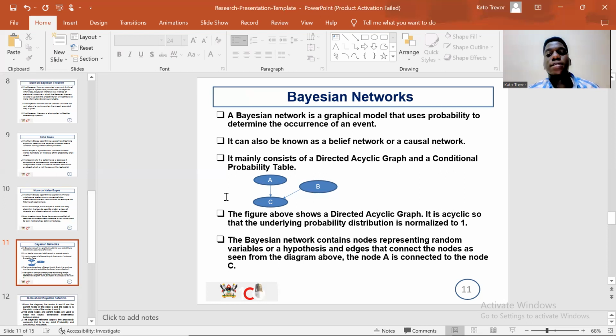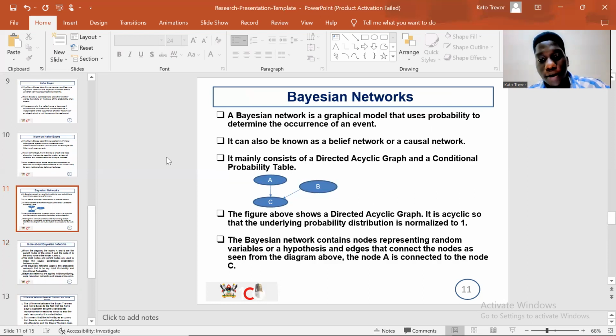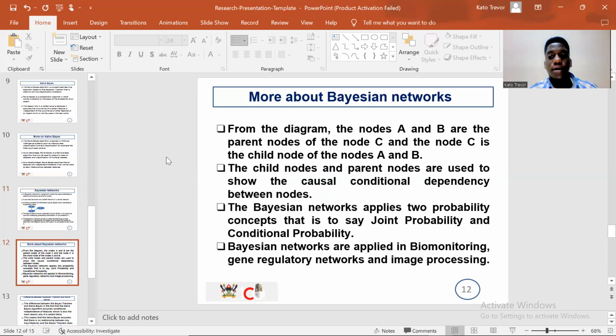A Bayesian network contains nodes representing random variables or hypotheses and edges that connect the nodes, as seen from the diagram above. As you can see here, we have the nodes A, B, and C that are connected. A is connected to C, B is connected to C also through edges. From the diagram, A and B are the parent nodes of C, and C is a child node of A and B. Because of this, we use such diagrams to show conditional dependency between nodes.